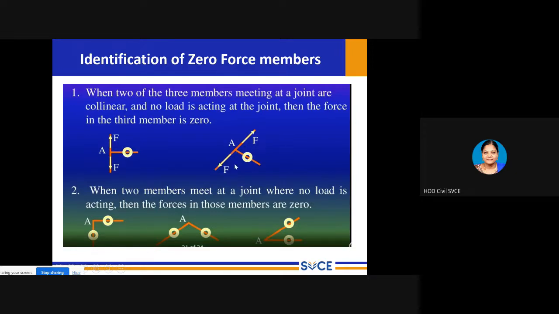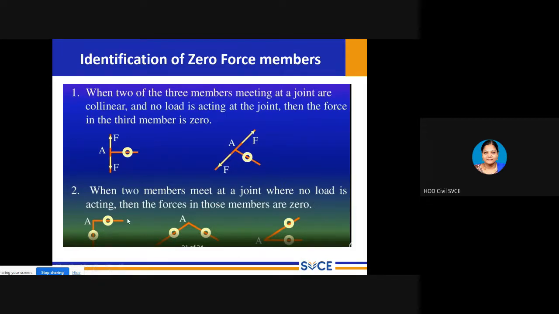And similarly here also, you have three members meeting at this joint. These two members are collinear, and there is no load acting at the joint. Here, the third member force will be zero. And the next thing is two members meeting at a joint, and there is no load acting at the joint. In that case also, the members' forces will be zero. Is it clear? These two cases?